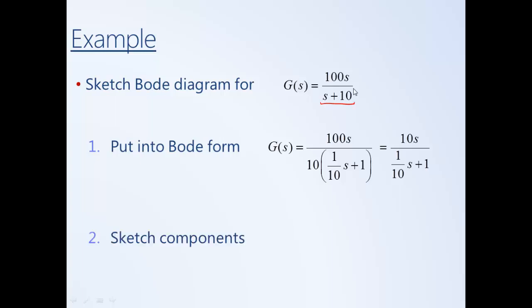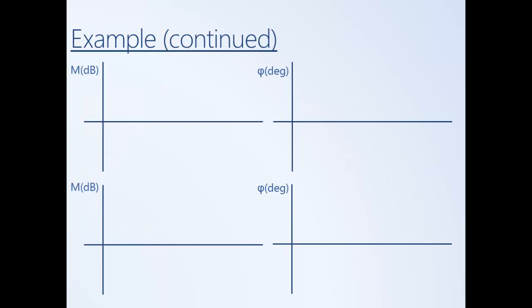The second step is then to sketch the components. So in this case, our components consist of a simple gain, 10, a differentiator, which we'll call component B, and then a simple pole. And we've memorized the Bode diagrams of these 3 types of elements. So we'll go ahead and draw each of those. So go ahead and take a second and see if you can remember what the magnitude plot of a simple gain is.